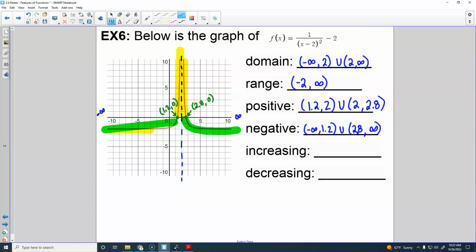And this is actually one of the first functions we've really looked at that's not always increasing or always decreasing. This one increases until you get to the vertical asymptote, then it decreases. So we would say that we are increasing from negative infinity to 2 and decreasing from 2 to infinity.